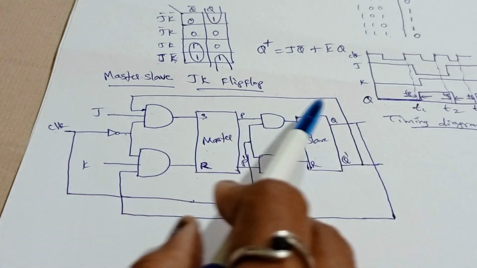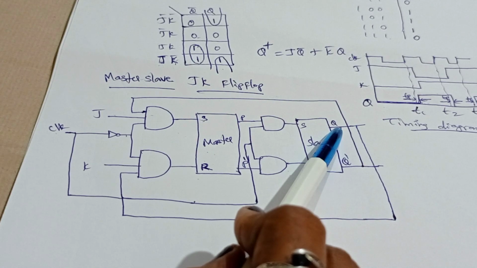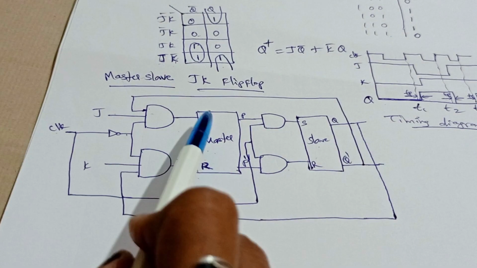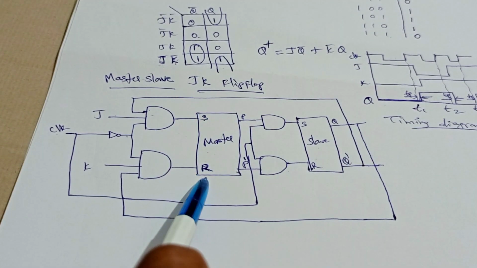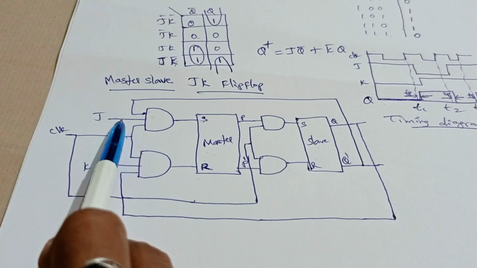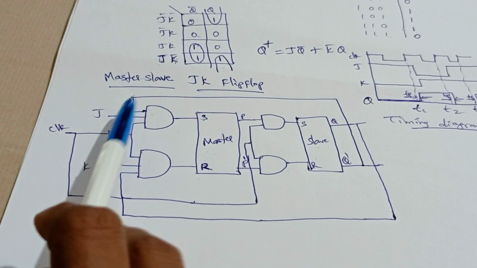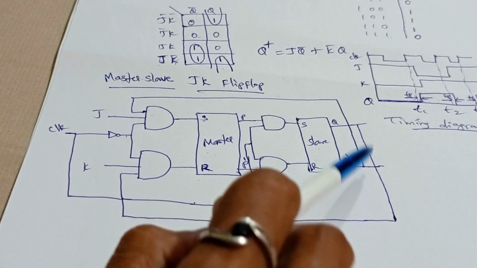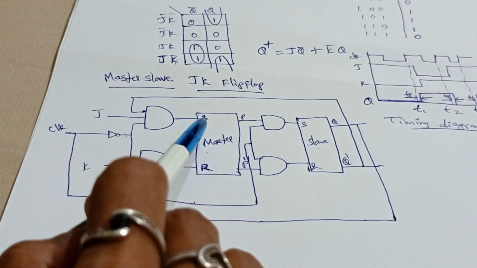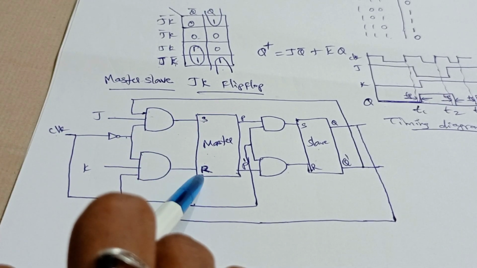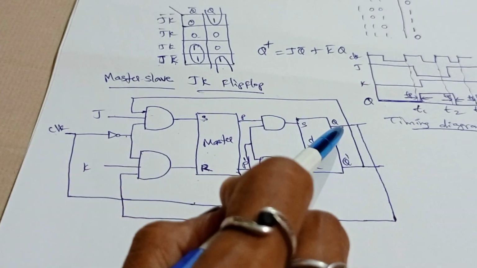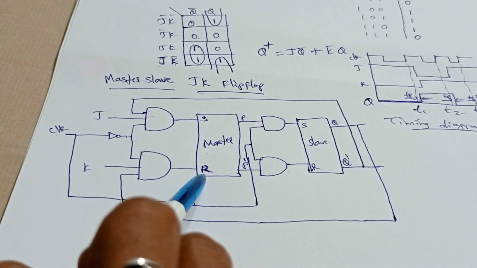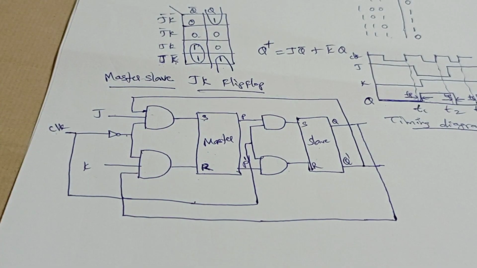If Q is equal to 1 and now K is equal to 1, then S is equal to 0 and R is equal to 1 regardless of the J value. This is what only it considers, the Q value. That means Q bar becomes inverted value and it is applied for this AND gate. S becomes 1 and R becomes 0 regardless of K. Same as considering only Q value and K value. Now this S value and R value will be getting regardless of J value. This is about master slave JK.